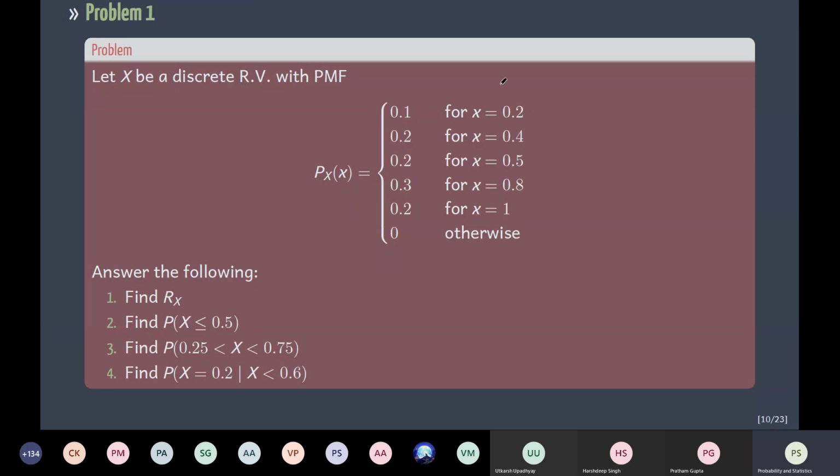Okay, so let us see how we can solve this problem. The first question was to find the range of x. The range of x is the set of values taken by the random variable. In this case, the values taken by the random variable are 0.2, 0.4, 0.5, 0.8, and 1. So these are the range of x.